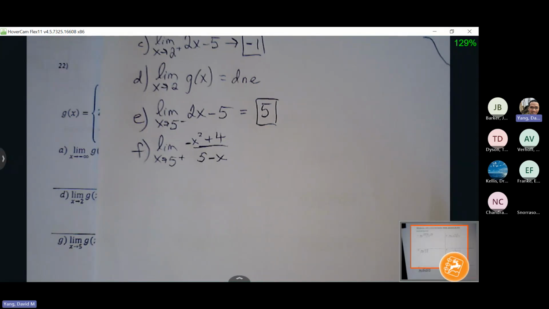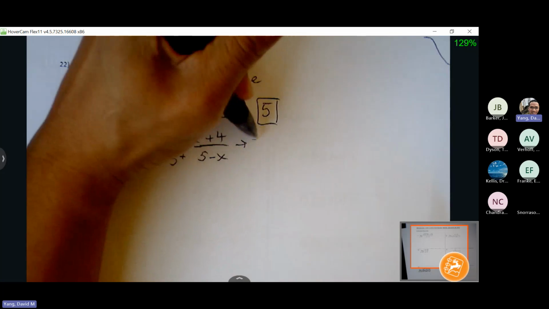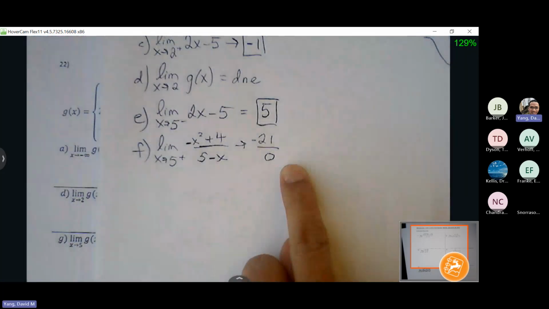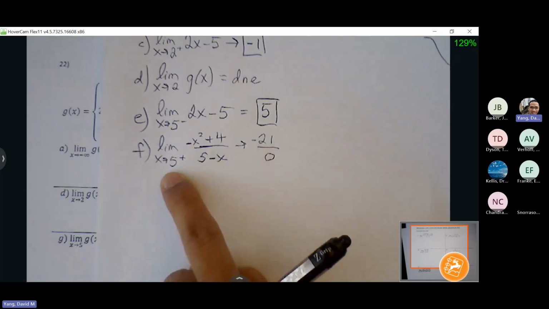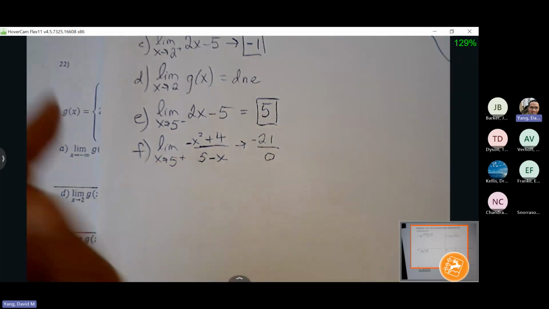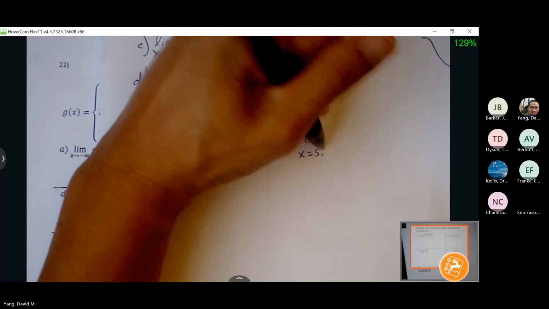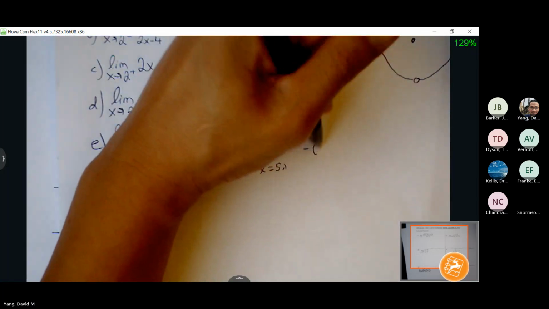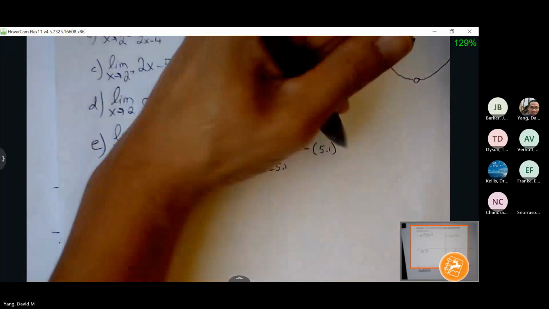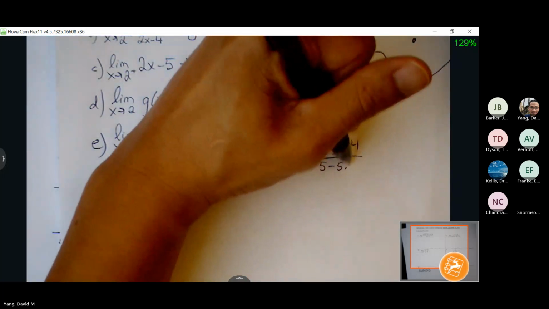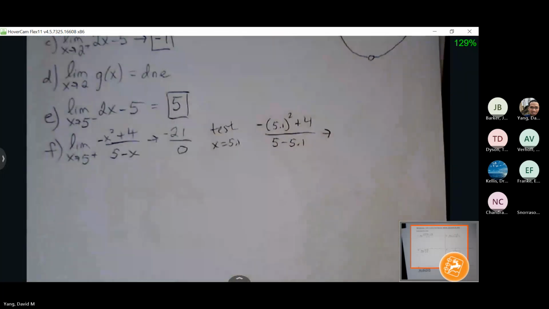Direct substitution first. We get -25 plus 4, which is -21. That indicates to us there's a vertical asymptote. We're approaching an asymptote from the right side. 5.1. Negative over a negative.